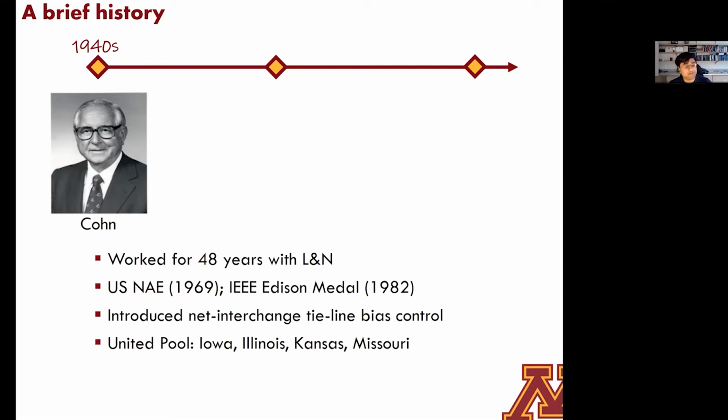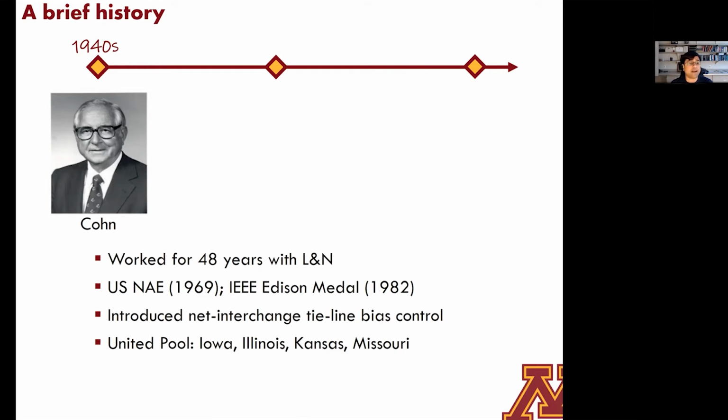His name is Nathan Cohn. He worked for 48 years in a company called Leeds and Northrop. They made automatic control equipment for generators, and very highly decorated, right? Member of the U.S. National Academy of Engineering, was awarded the IEEE Edison Medal, which is one of the highest honors that you can get from the IEEE. In fact, I think it is the highest honor that you can get from the IEEE in 82.